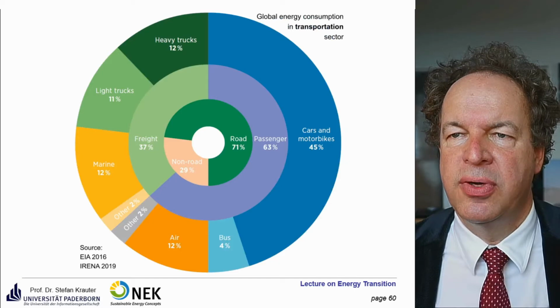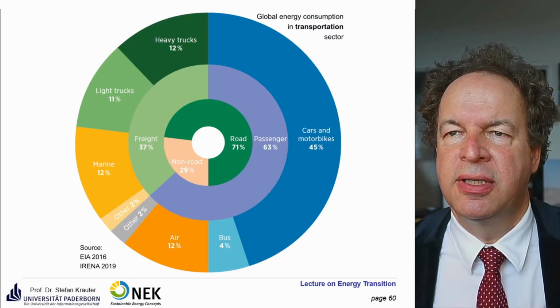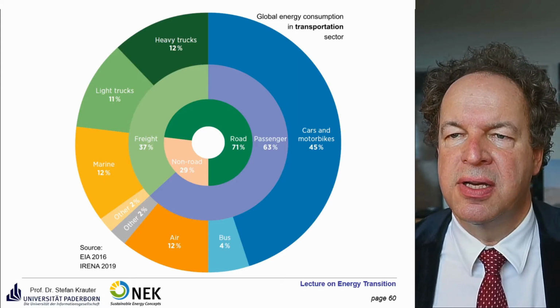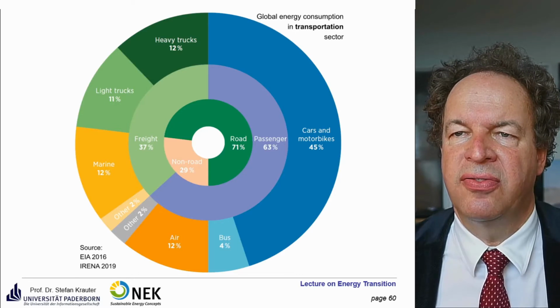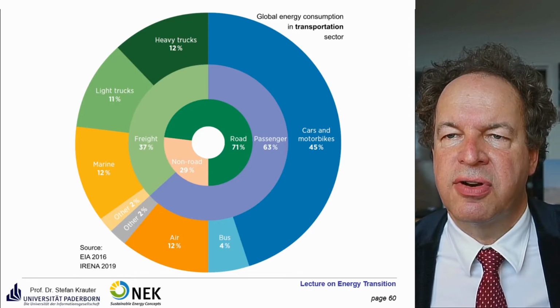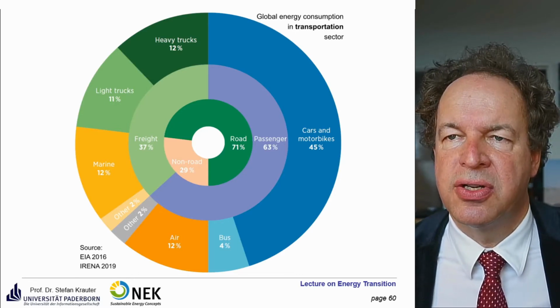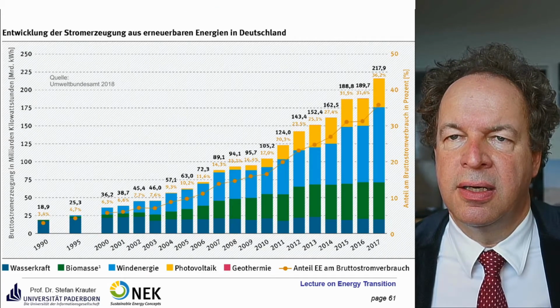That's a global overview of where energy is consumed in the transportation sector. Here you see most is used for cars and motorbikes. Then you have road and flight transport, so it's just a quick overview on that.